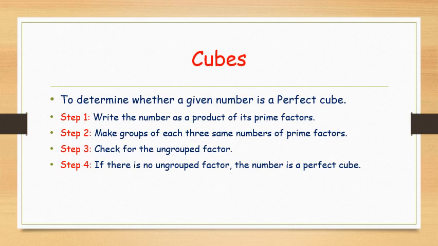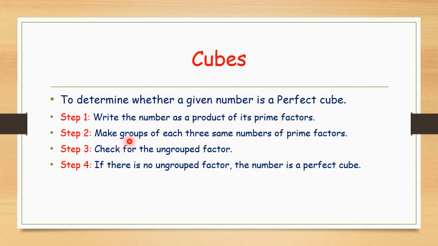Now how can we check whether the given number is a perfect cube or not? To determine whether the given number is a perfect cube or not, we have to perform the following steps, as shown on your screen. Step number 1: write the number as a product of its prime factors. So first of all, we have to factorize the given number and write its prime factors. The number can be expressed as a product of its prime factors.